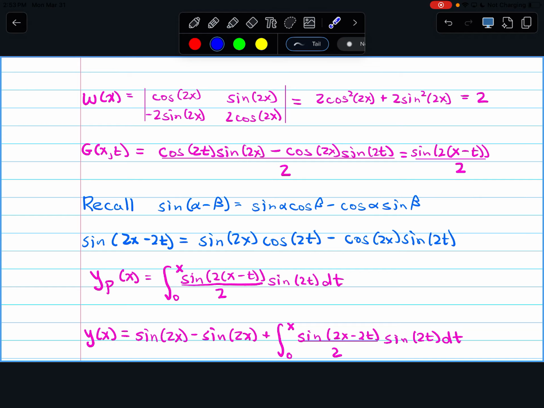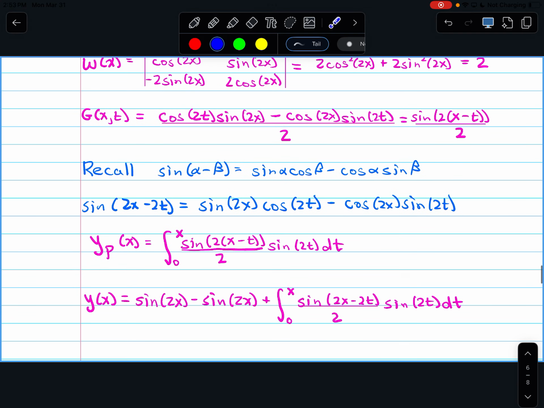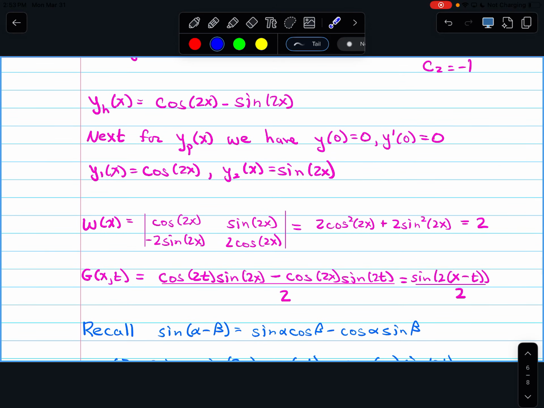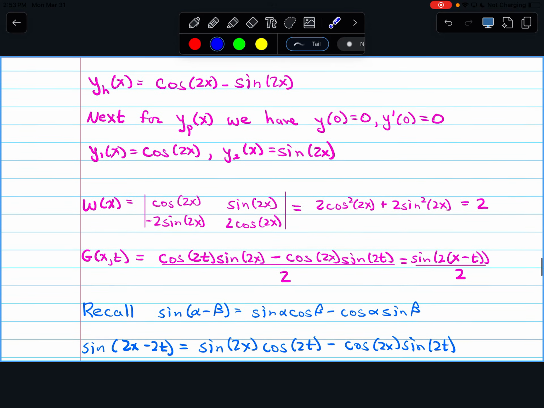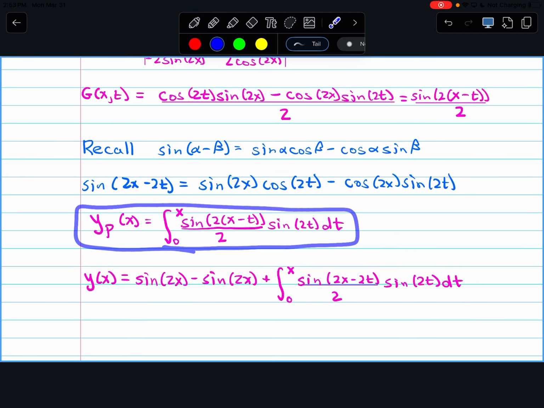Okay. And then we've got what's on the other side, sine 2x. So there's 2t there, and our initial condition is 0. You plug in a 0, you get out a 0. So this is our particular solution here.